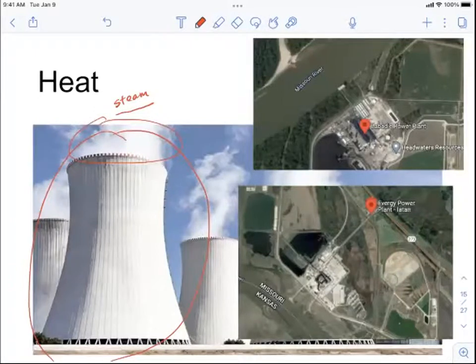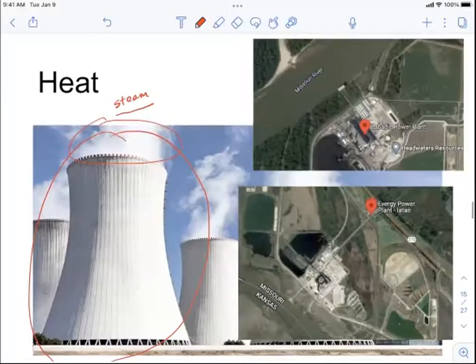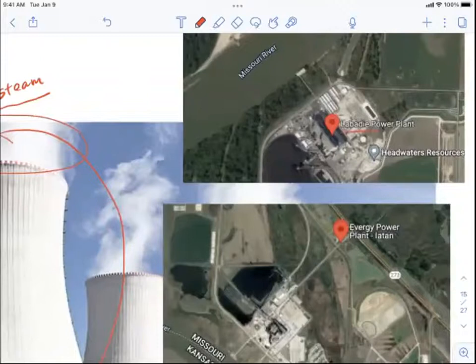To show that these power plants are always built nearby water, I'm showing you two major coal-fired power plants in Missouri. I think maybe some of you are familiar with these power plants too. For example, we have the Labadie power plant.